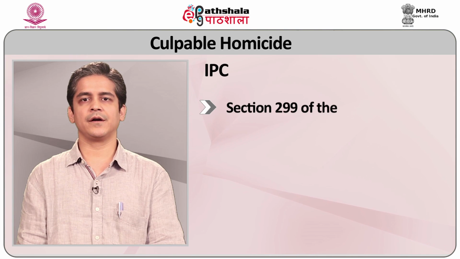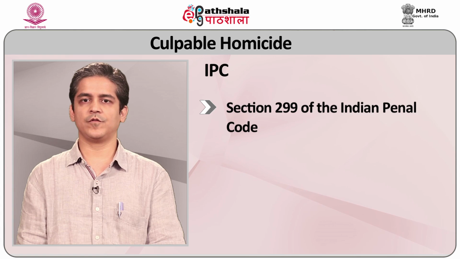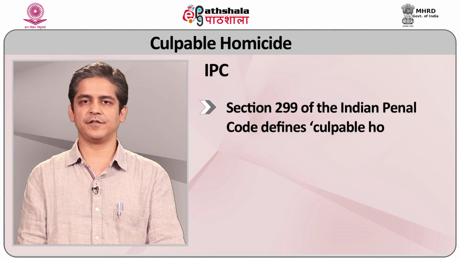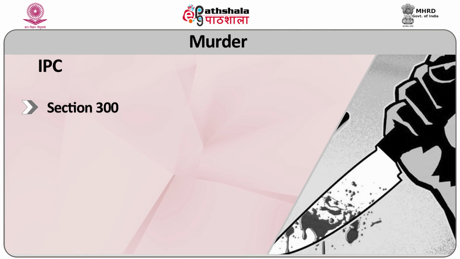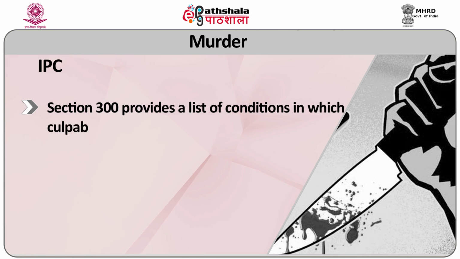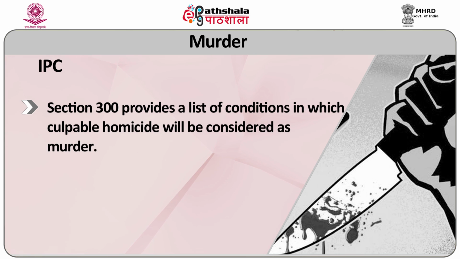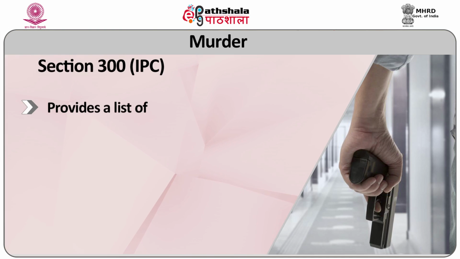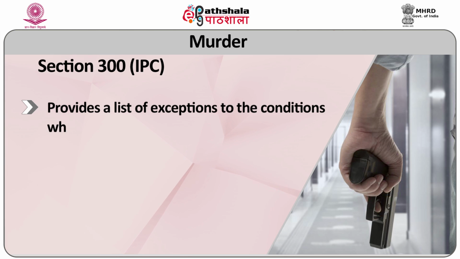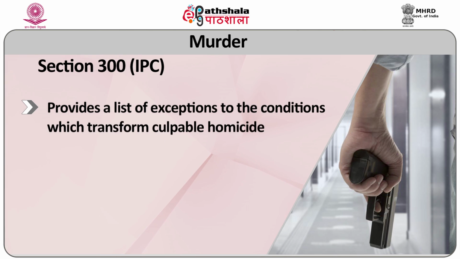Section 299 of the Indian Penal Code defines culpable homicide. Section 300 provides a list of conditions in which culpable homicide will be considered as murder. Section 300 also provides a list of exceptions to the conditions which transform culpable homicide to murder.